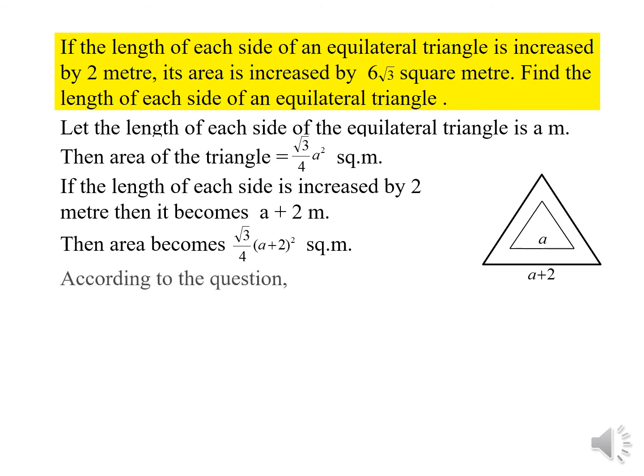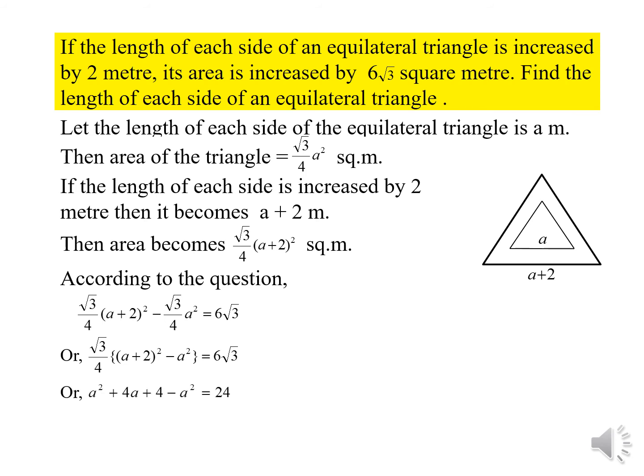So according to the question, it is given that the difference of these two areas is 6 root 3. So we can write the area of the greater triangle minus the area of the smaller triangle is equal to 6 root 3. So at first we take common root 3 by 4 from the left side. Then we get (A plus 2) whole square minus A square. And therefore we can cancel root 3 from both sides.